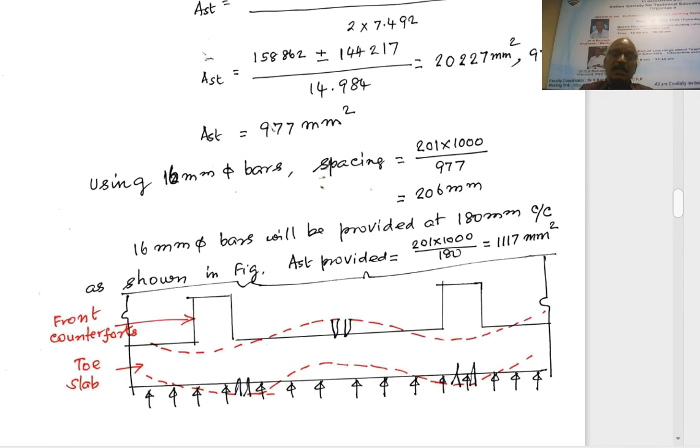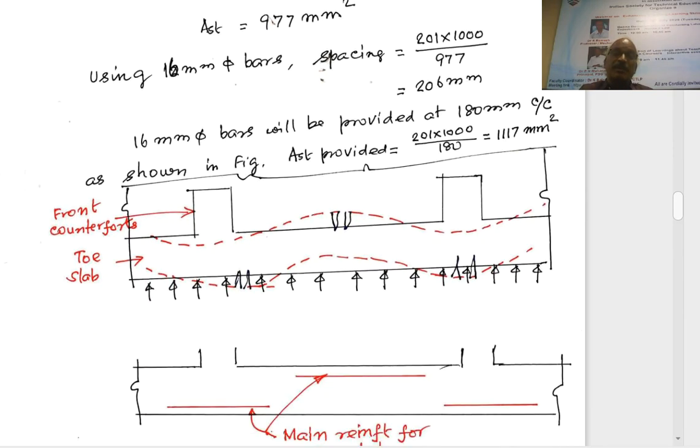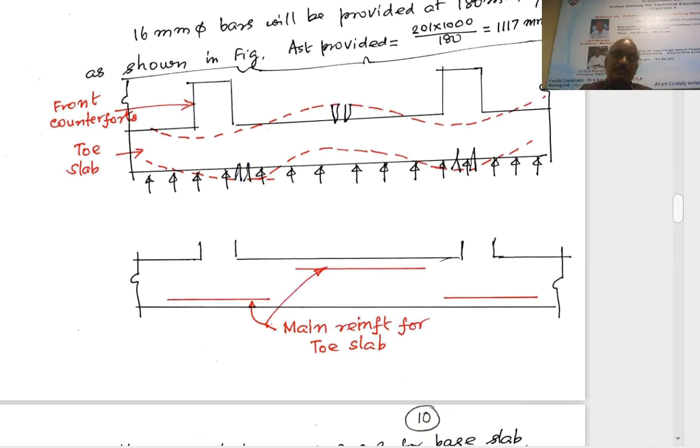I told that the base slab will behave as a horizontal continuous slab. So this is the toe slab. Toe slab will be subjected to net upward pressure. So we can see the behavior when it is subjected to net upward pressure. At the center we will have tension at the top.